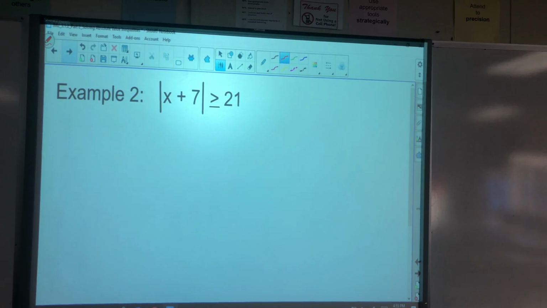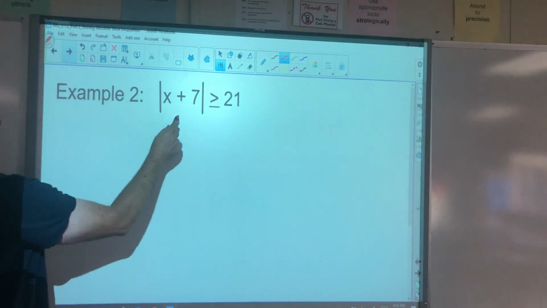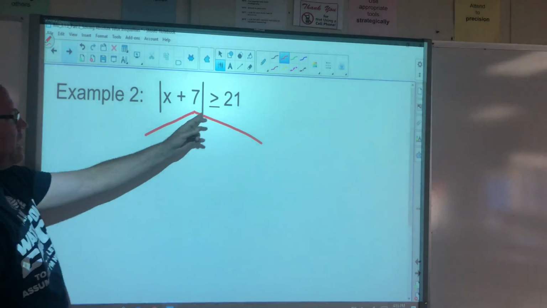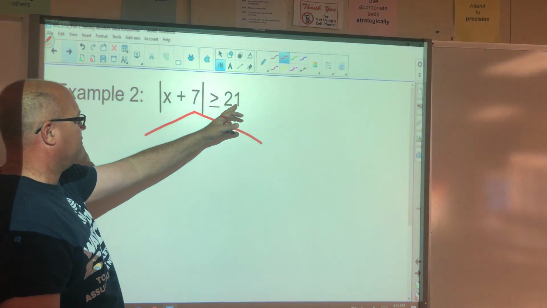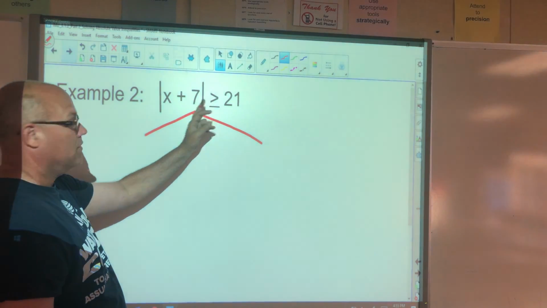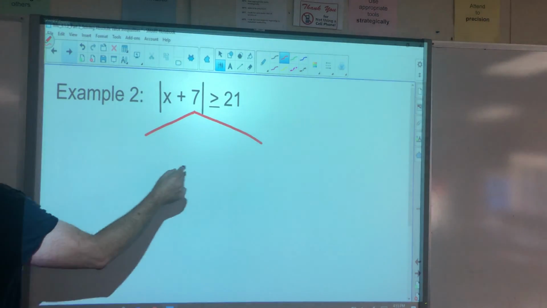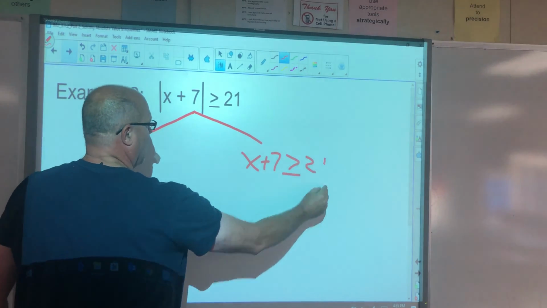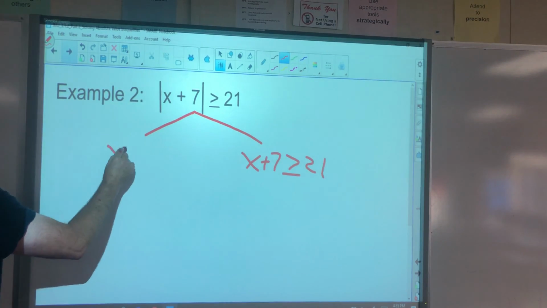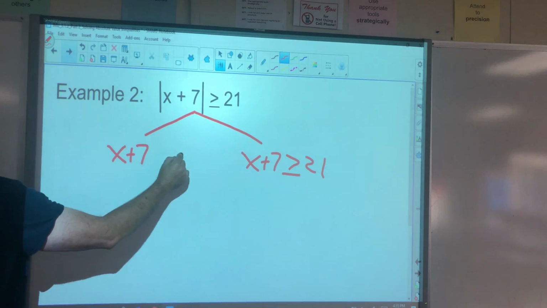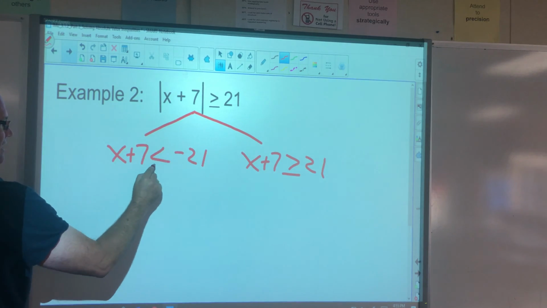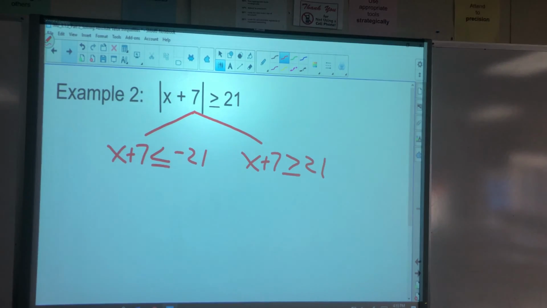Example number 2, we have absolute value of x plus 7 is greater than or equal to 21. So again, it's isolated. Let's break it into two inequalities, but this time we do have a greater than scenario, and it's also or equal to. All right, so let's take a note of that. So we're going to have x plus 7 could be greater than or equal to 21. And then we're going to have x plus 7 is what with negative 21? That's right, we got to flip the sign, so it's less than or equal to negative 21.